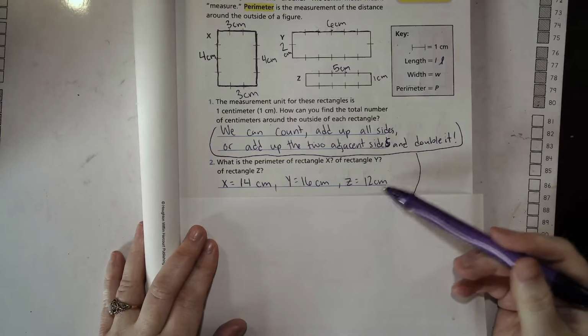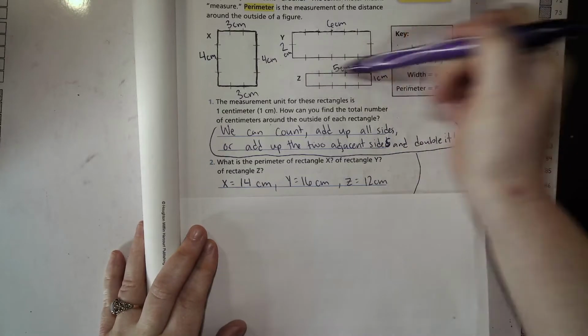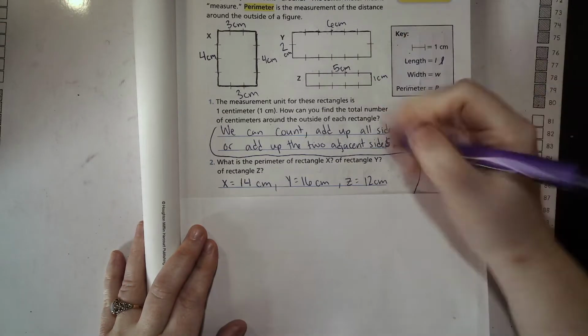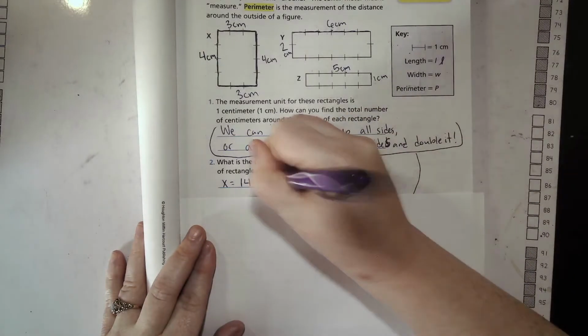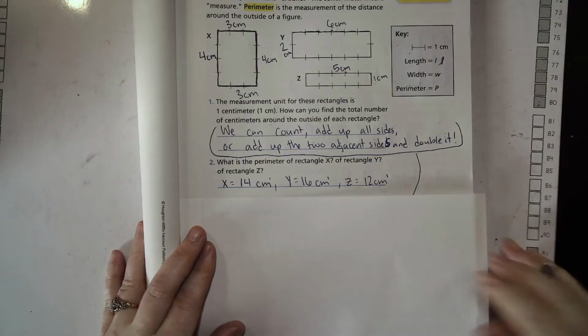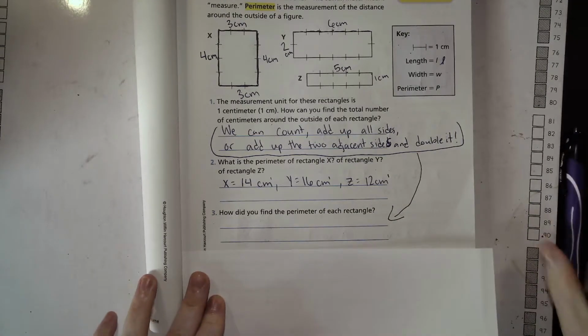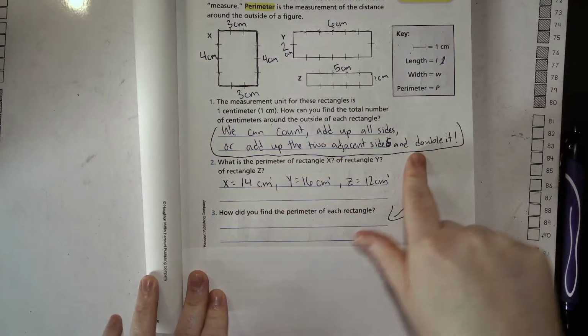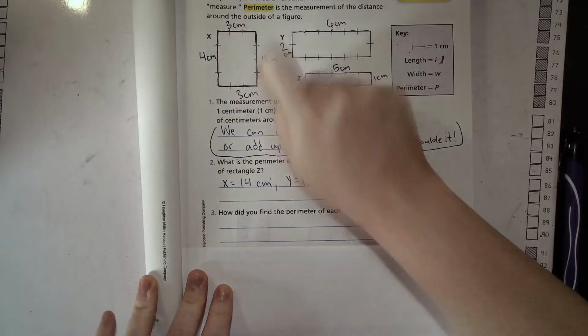You'll notice it's just regular centimeters, not centimeters squared, because this is a single dimension, just 1. There is kind of an invisible 1 here, but there's no point in writing it, so we usually just don't write it. Okay, then here, it says, how did you find the perimeter of each rectangle? Well, you could have done any of these things. I think my favorite is to add up the 2 adjacent sides and double it.